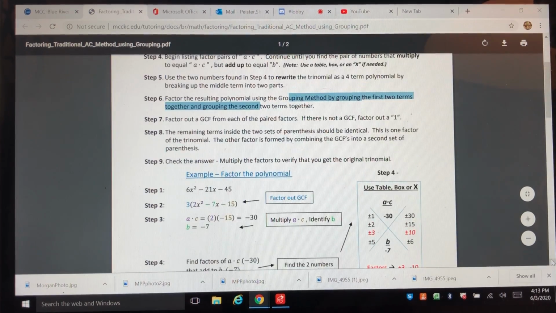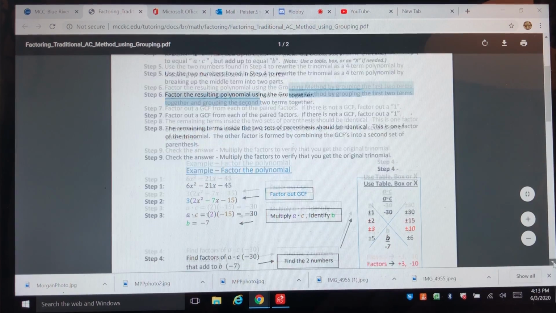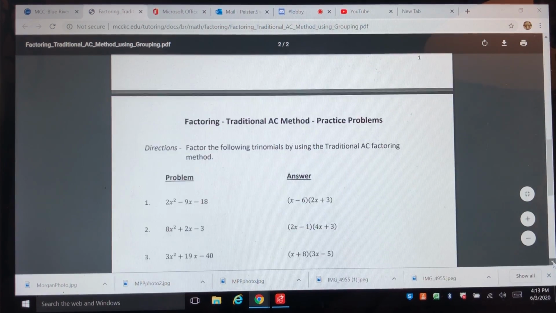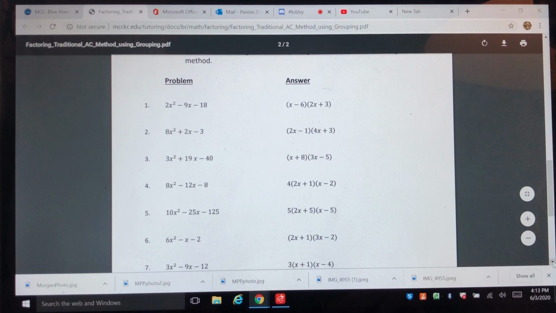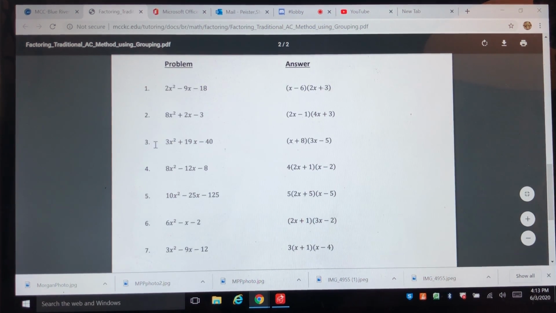And again, it just goes through a description of the process. It goes through another example. And then finally on the back, it has a bunch of other practice problems if you're interested. So it gives you plenty of opportunity, and it will tell you what the correct answer is, so you can check your work if you need to.